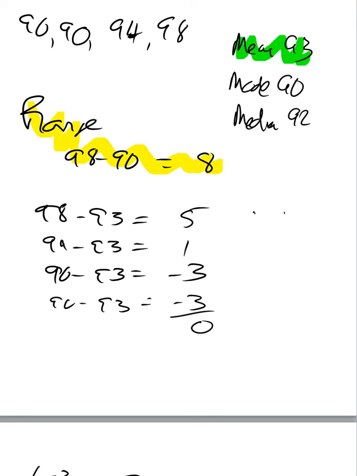Okay, so I have to take 5 squared. I get 25. 1 squared, 1, -3 squared, and then -3 squared. That's 9 and 9. Okay? Now, what I need to do after that is I need to add those up. And so I get 25 plus 1 is 26, plus 9 is 35, plus 9 is 44. So I add all those pieces up.